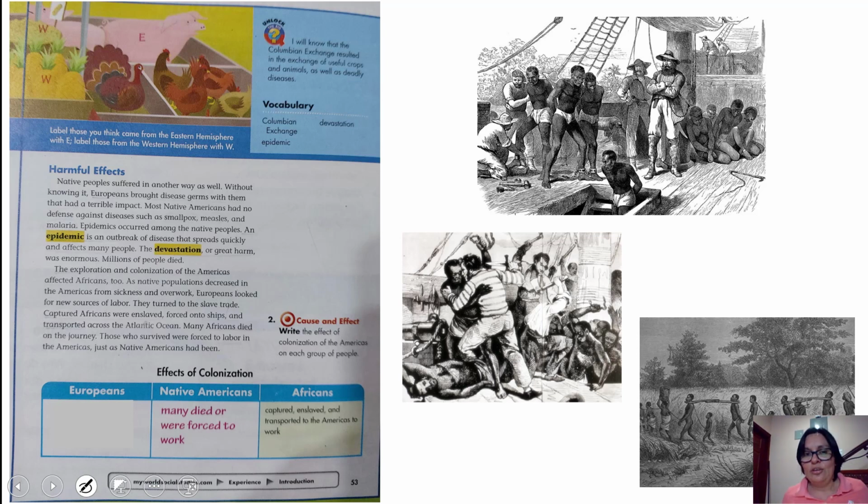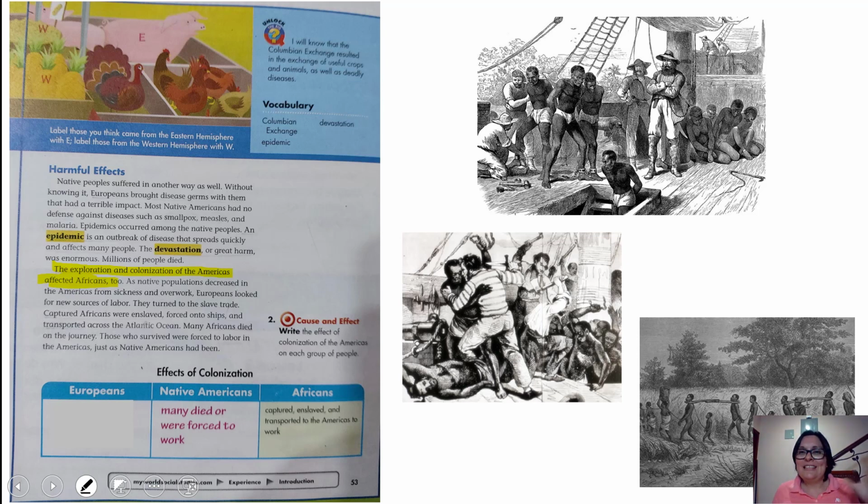Exploration and colonization didn't affect only Native Americans. The exploration and colonization affected also Africans. So I want you to underline this. The exploration and colonization in the Americas affected Africans too. And how is that possible? Because Africa is on the other side of the world. How did the exploration that European people did into the Americas affect African people? Let me explain you why.